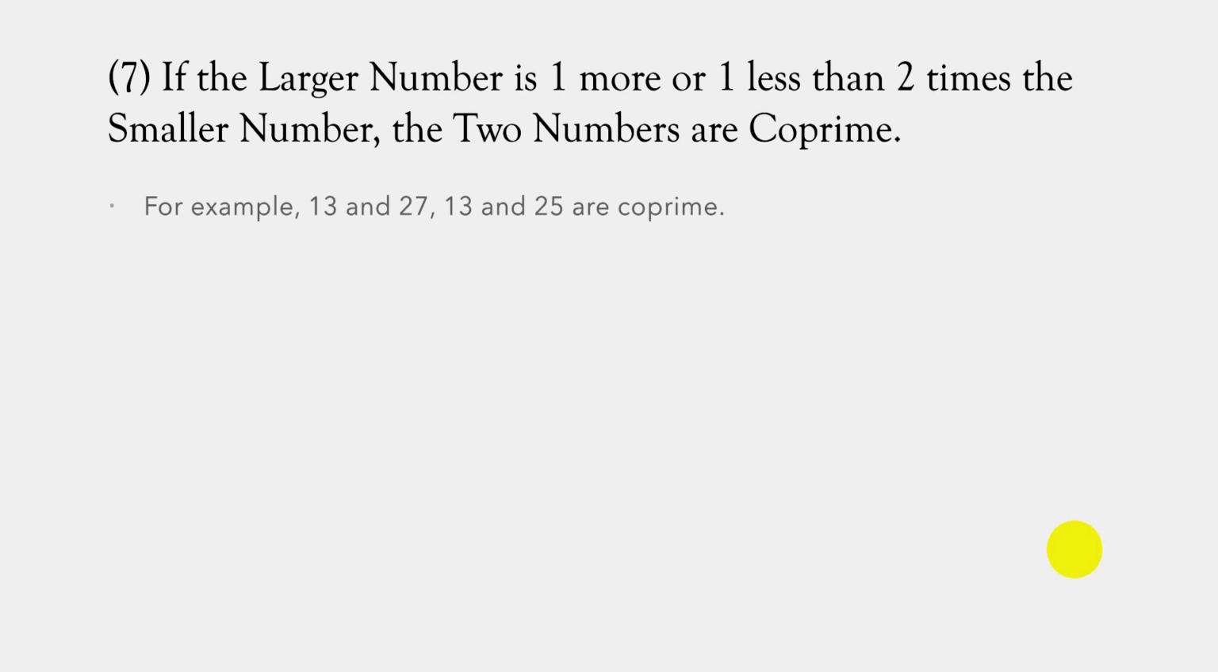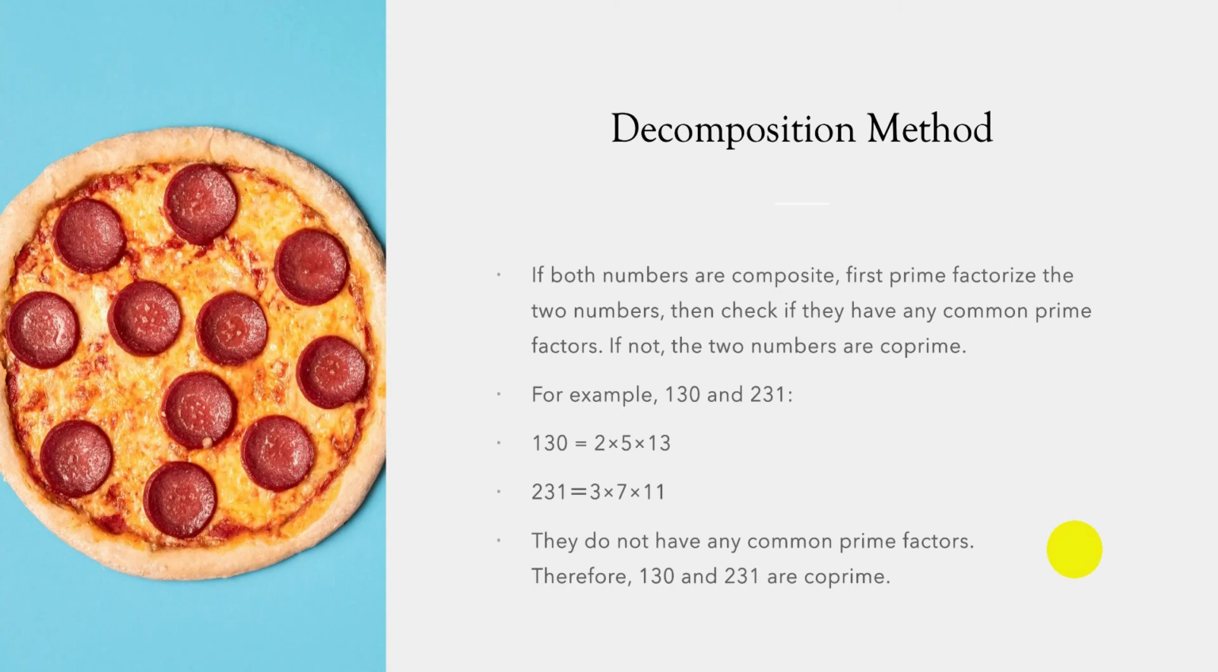Number 7. If the larger number is 1 more or 1 less than 2 times the smaller number, the two numbers are coprime. For example, 13 is coprime with 27 because 13 times 2 is 26, and then 26 plus 1 is 27. Similarly, 13 is also coprime with 25 because 13 times 2 is 26, and then minus 1 is 25. Those are all of the patterns.